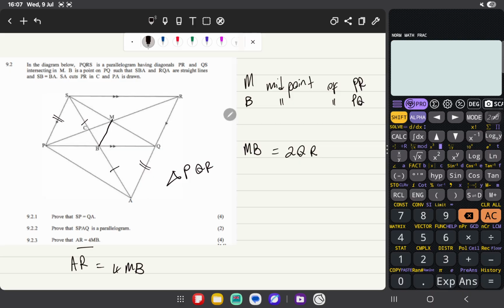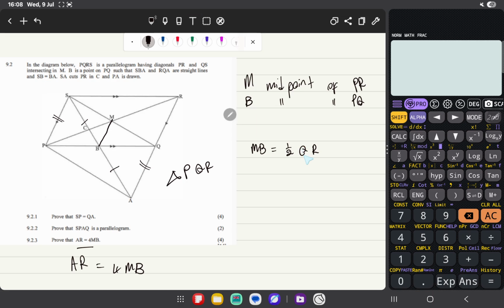And now let's move on, right? Oh no, there's an error here. Look at this side. This side is smaller than this side, right? So therefore this side is half. If I want to write it with Q, I can say QR is 2 MB. Yeah, slight mistake there. MB is going to be half of QR.